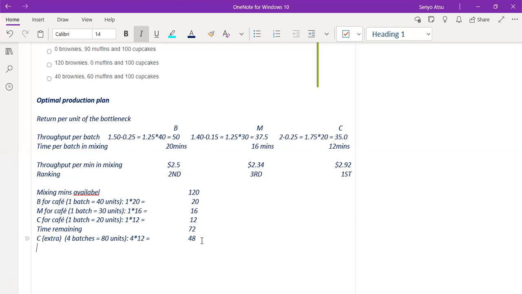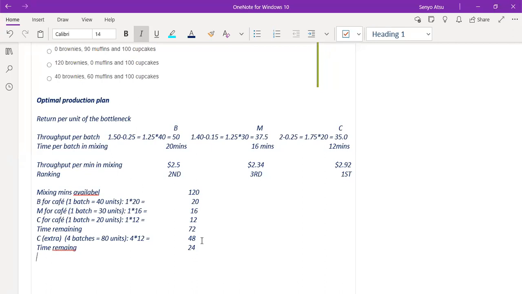72 minus 48, time remaining is what? Would that be 34? No, 24. That's the time remaining. I'm done with the first rank product.